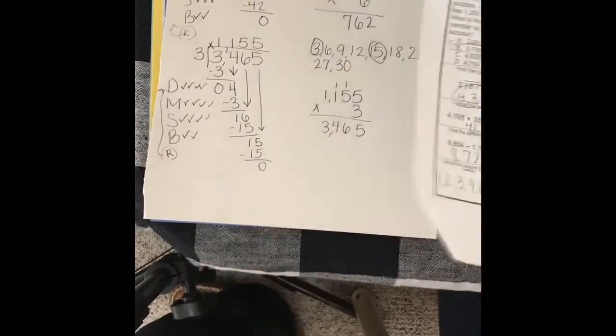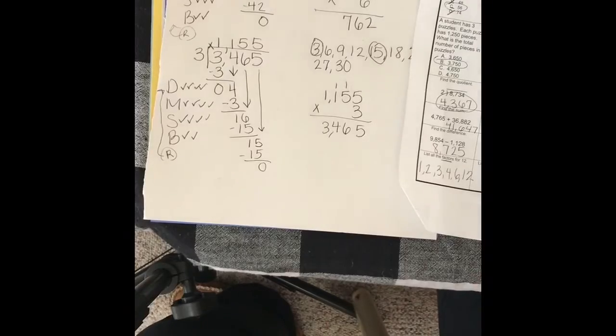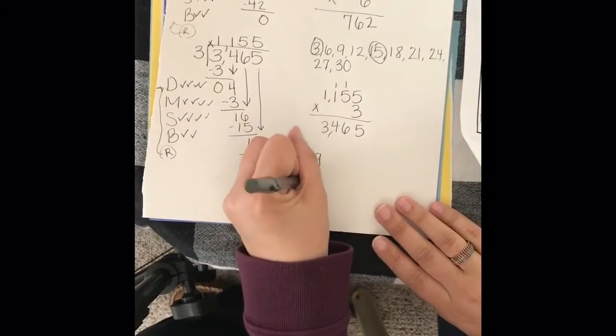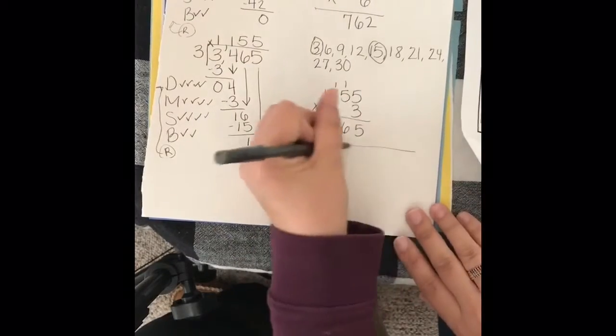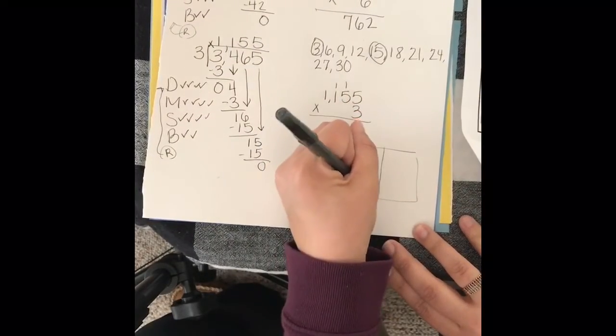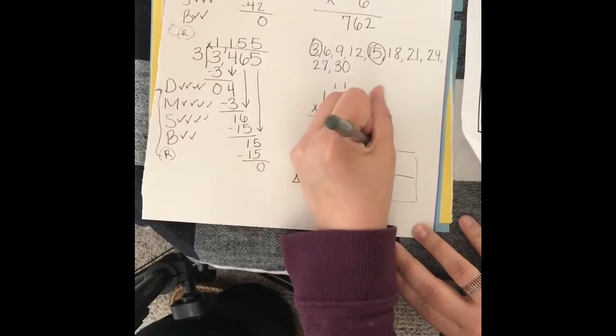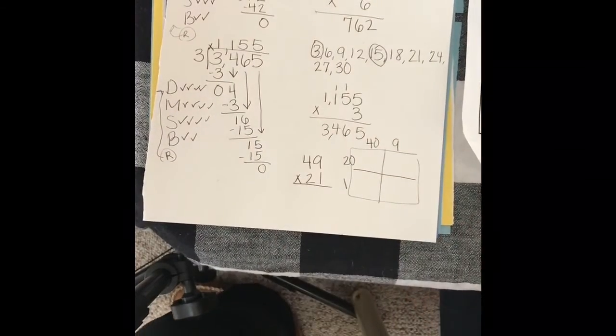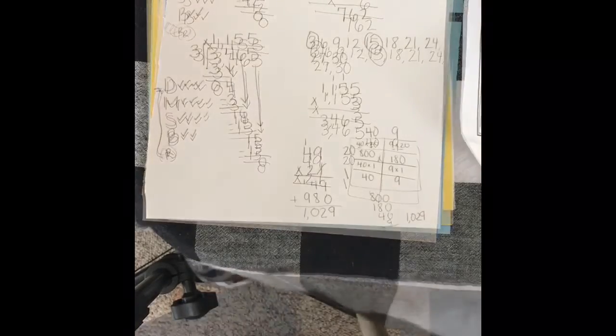So we're going to move on to finding the product. Definitely you choose the strategy that works for you. It is 49 times 21. So you could do the standard algorithm. You can do the area model. Do what works best for you and what you feel comfortable with. I'm going to do them both if you want to pause the video and check back with me.